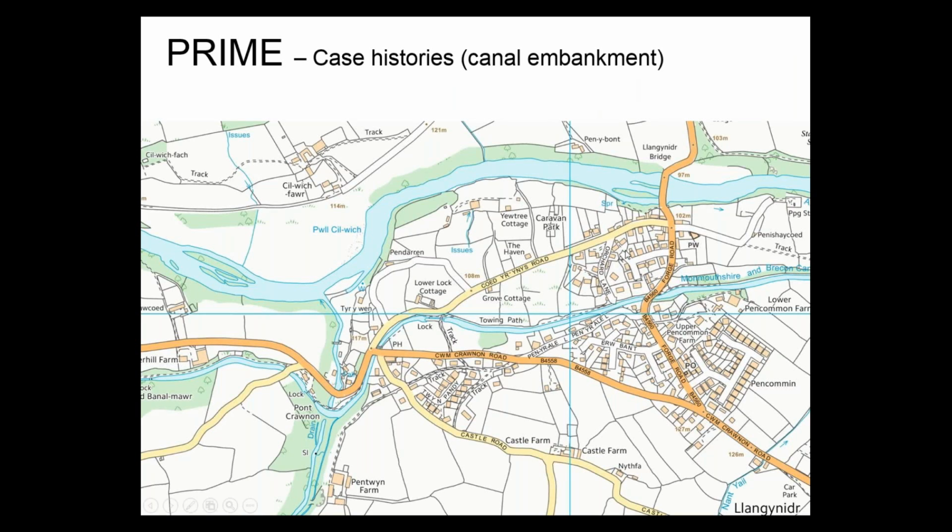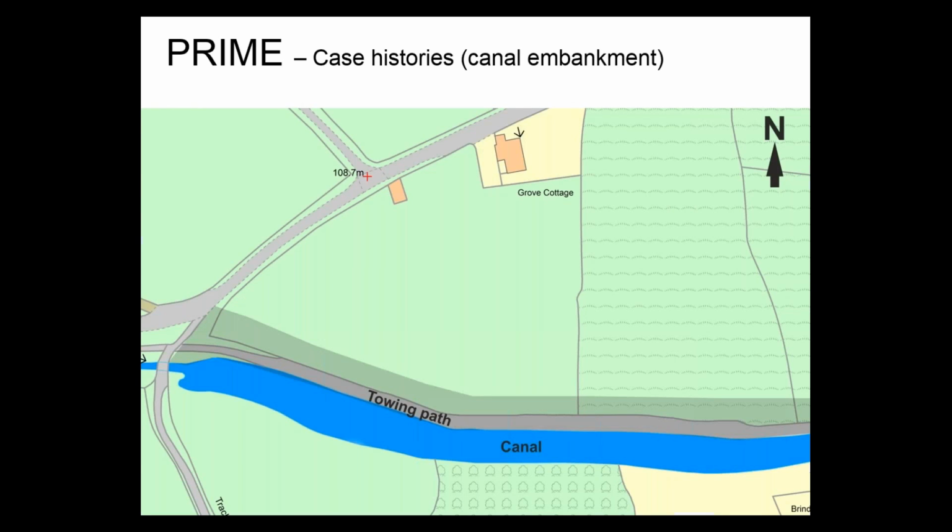Second example is from Llangynidr, in the Brecon Beacons, on the Monmouthshire and Brecon Canal, which runs through the village of Llangynidr, as shown here. Our test site, provided by the Canal and River Trust, you can see in the little square rectangle there. So a 200-meter section of canal embankment that is in particularly poor condition, which is why it was provided by the Canal and River Trust for us to monitor.